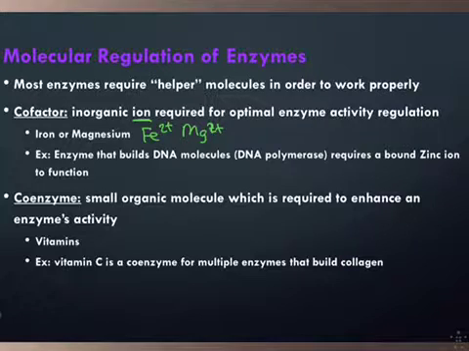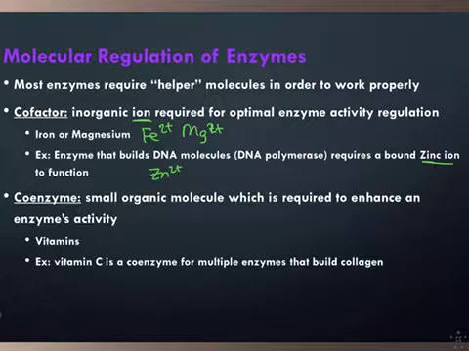However, the example I'm giving you is a zinc ion. The enzyme that builds DNA molecules, called DNA polymerase, requires a zinc ion, Zn2+, to bond to it in order for it to function properly.